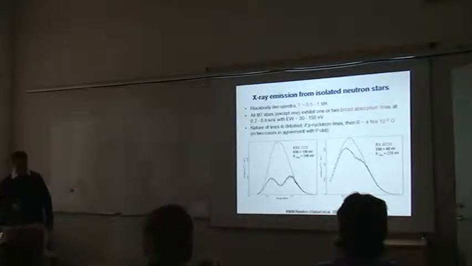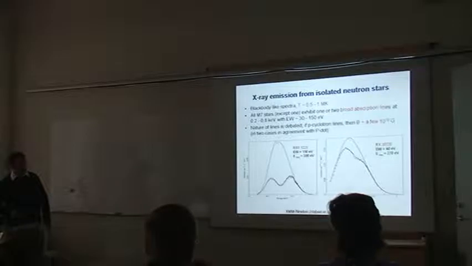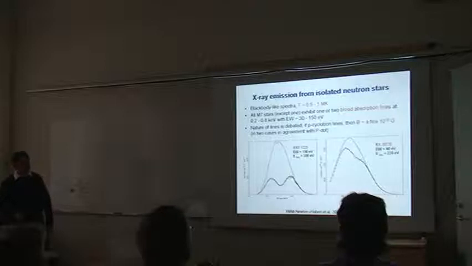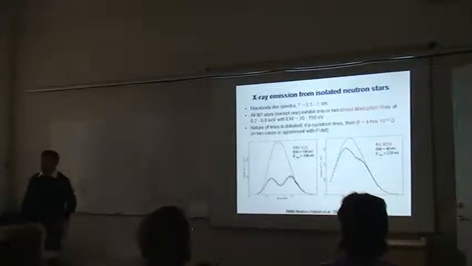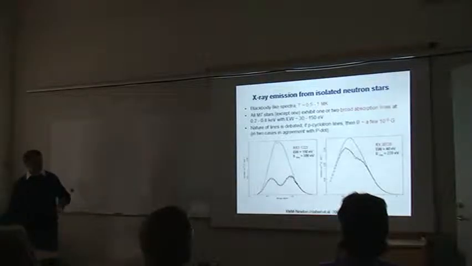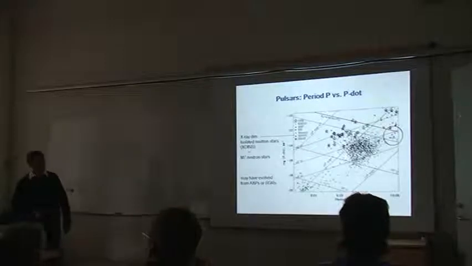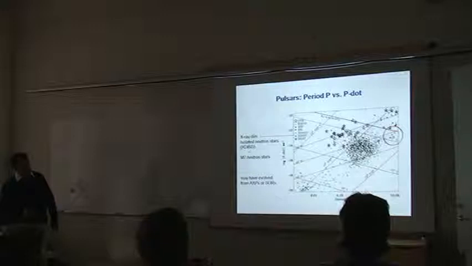Shortly, in six of these objects there are absorption lines with a significant equivalent width, up to 200 electron volts, and the temperature is less than 1 million Kelvin. We believe the magnetic field on the surface of these isolated neutron stars is about 3 times 10^13 Gauss. It is possible to obtain this from the absorption lines if they are interpreted as proton cyclotron lines, or if we put some of the objects in the P-Pdot diagram, which corresponds to a few times 10^13 Gauss again.